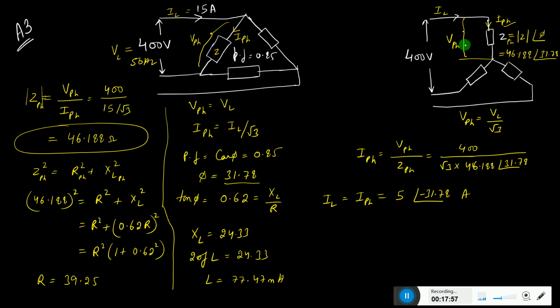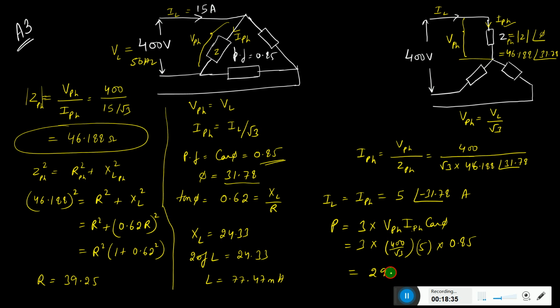Now what is the power consumed by this load? The power is equal to 3 times the phase voltage, phase current and cos of the angle between them. The angle between them is minus 31.78, so cos of minus 31.78 is the power factor, which is already given as 0.85. Now if we solve it, we'll get this much watt.